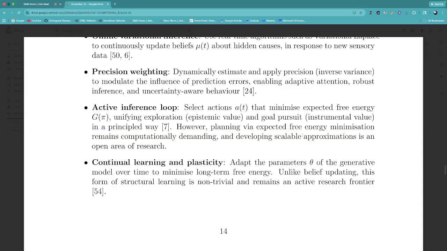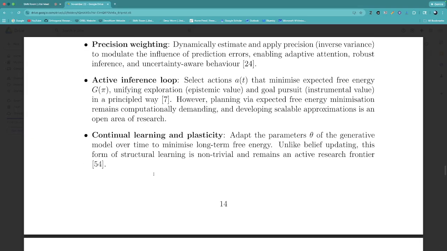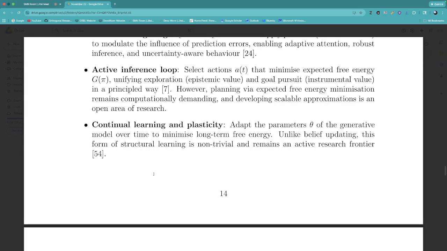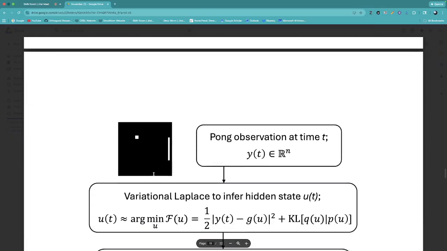However, planning via expected free energy minimization remains computationally demanding. And this is the problem where we find out that this is really hard to do within an agent's computational abilities. I mean, you don't want something that takes a long time to run in a real-time setting. Then there's continual learning and plasticity, where we adapt the parameters theta of the generative model over time to minimize long-term free energy. Unlike belief updating, this form of structural learning is non-trivial and remains an active research frontier.